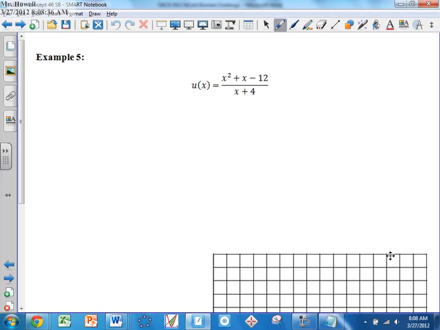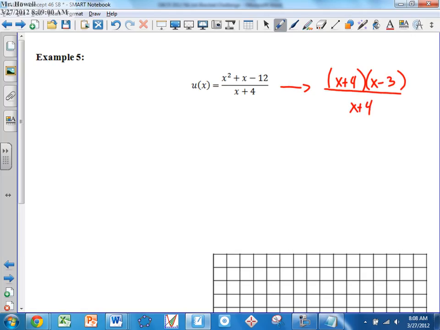All the stuff we've been doing with graphing, we've had asymptotes, intercepts, holes, all those points. This is an example where it's actually a lot simpler. So let's begin. What can I make the numerator look like? x plus 4, x minus 3.